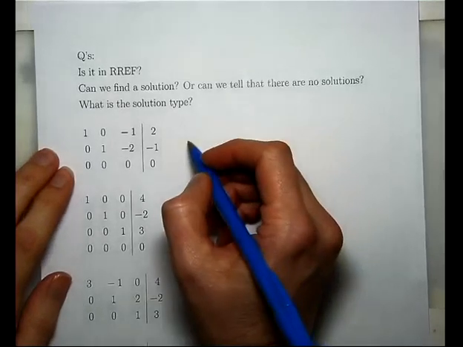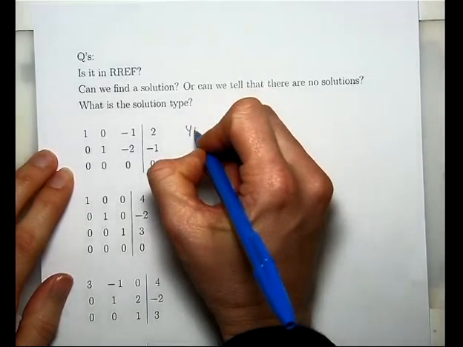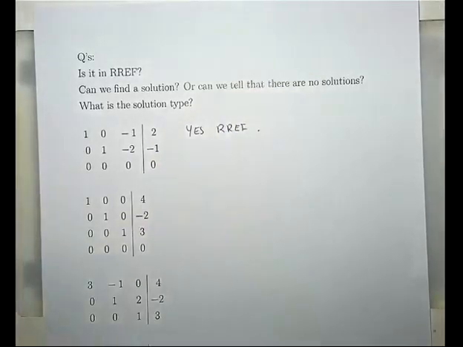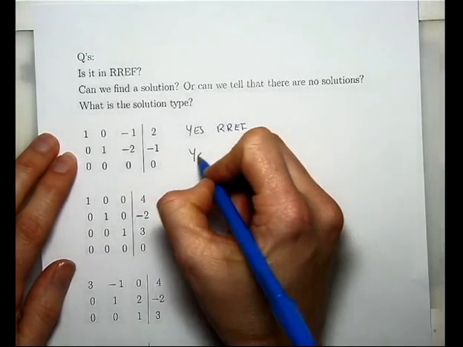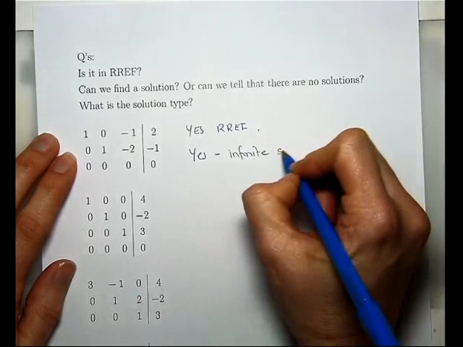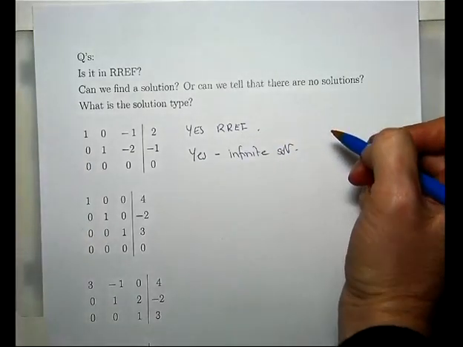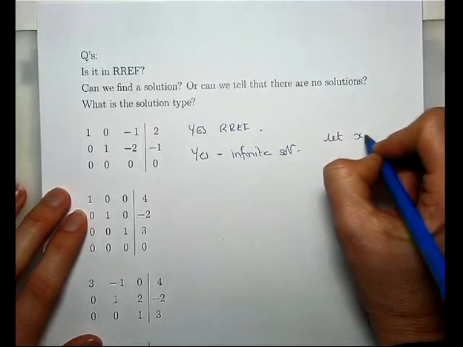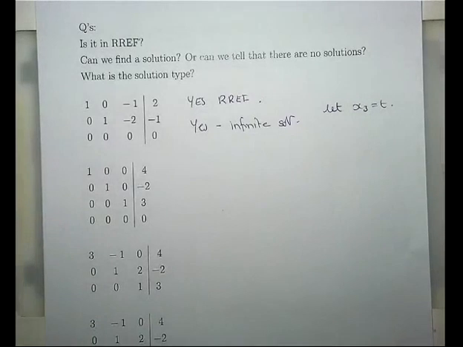Is this one in reduced row echelon form? Yes. Is there going to be a solution? Yes. What kind of solution? Beautiful. In this case, both of them are kind of linked with x3, so that's the one I would call the parameter. I'd say let x3 equal t.